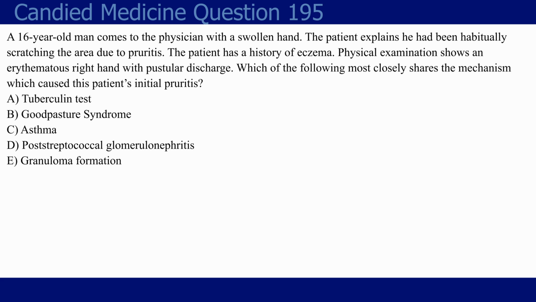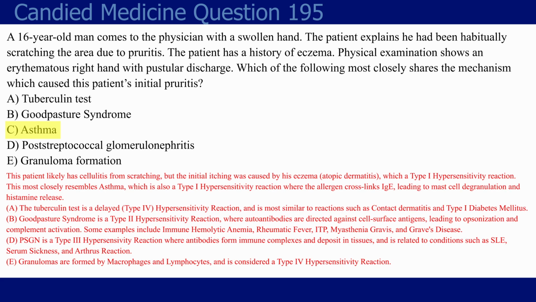So, of course, that's a type 1 hypersensitivity. The antigen or allergen cross-links IgE, leads to mast cell degranulation and histamine release. And the only one that fits that is choice C, asthma. So just atopy, right? Atopy, asthma, and anaphylaxis. Those are your type 1 hypersensitivities. So now let's look at the wrong answer choices.